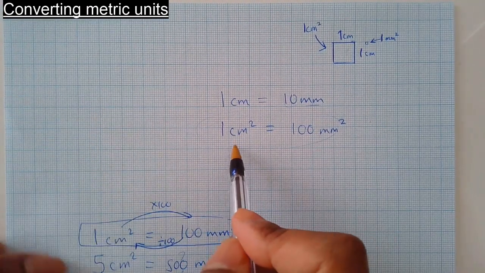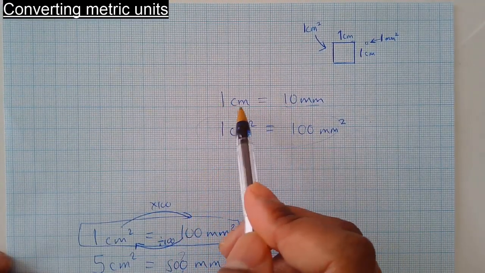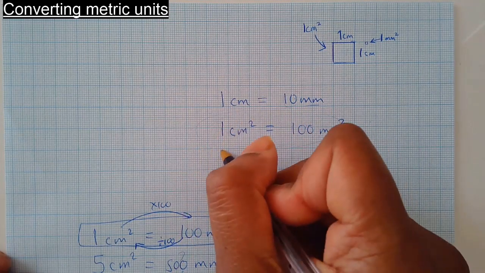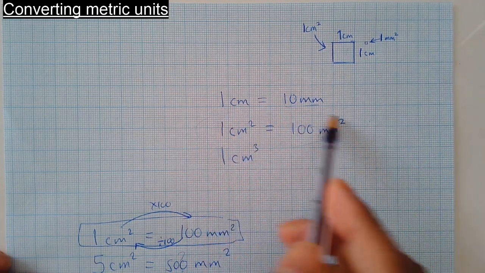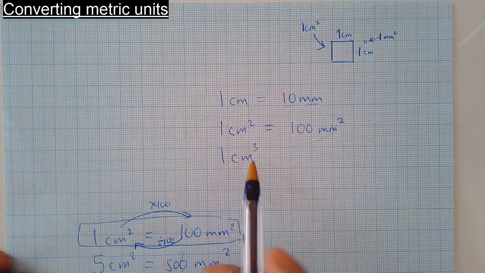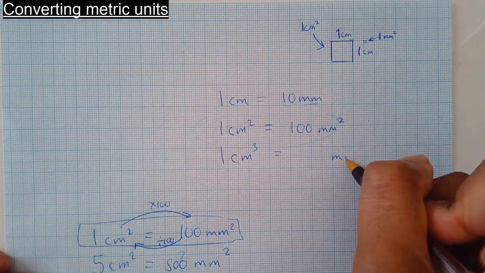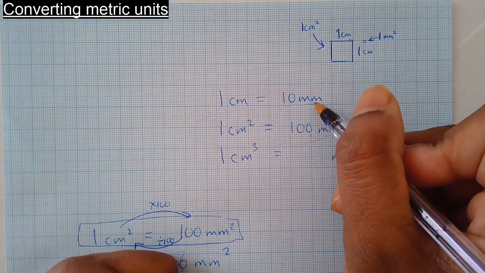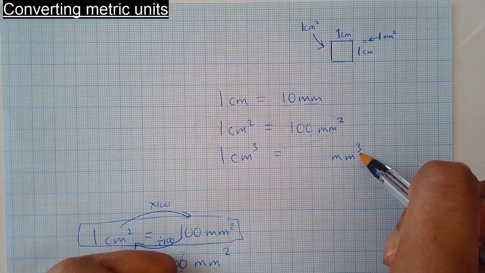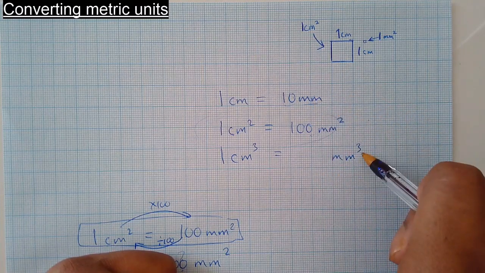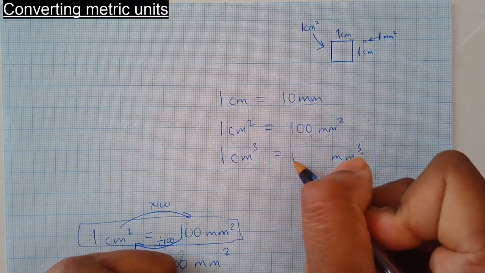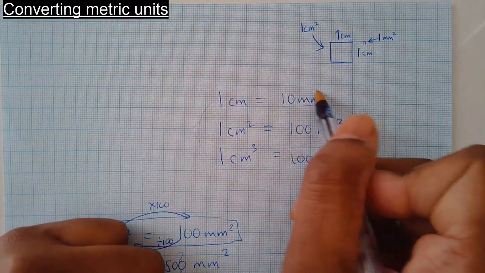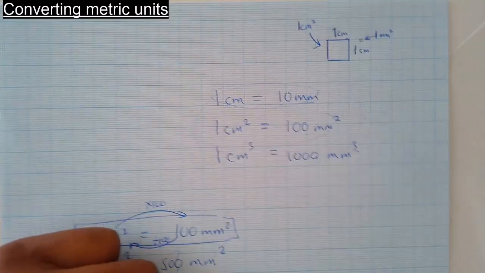Right, there's one more. We know how we got from here to here. We did 10 squared to give you this one. But what about volume? So far we've been talking about area. Now volume, centimeter cubed. Well, how many millimeter cubed is this? Well, to get from here to here, that was 10 squared. So to get from here to here, that'll be 10 cubed. 10 to the power of 3, 1,000. So those three connections. If you can remember that one, you'll easily be able to remember the other ones.